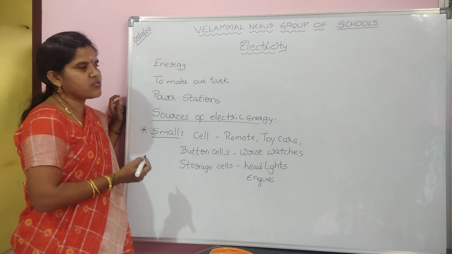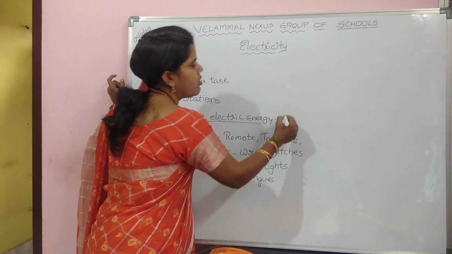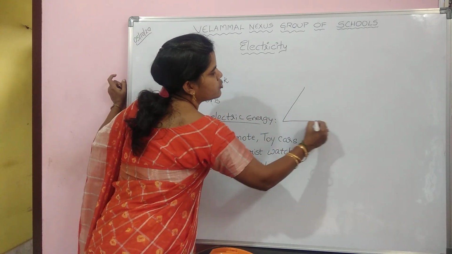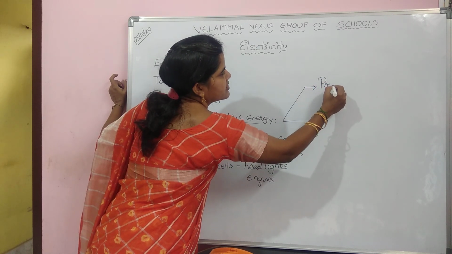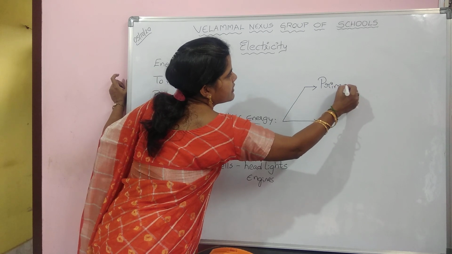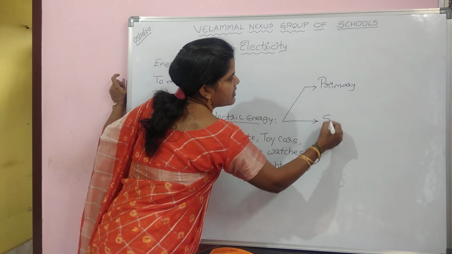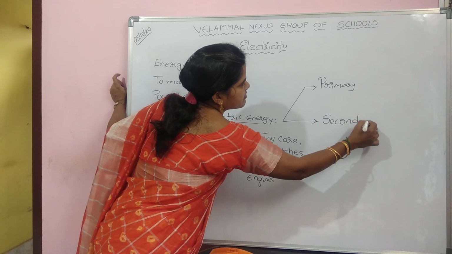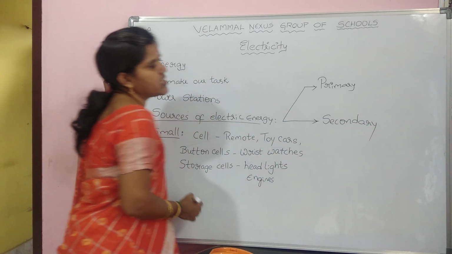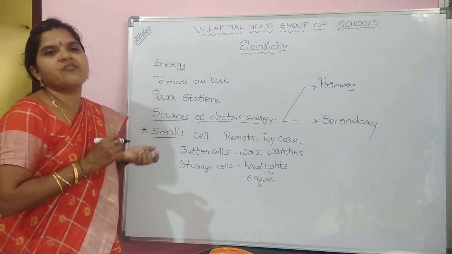And these small sources of electrical energy are being classified into two. One is primary sources of electrical energy. The other one is secondary sources of electrical energy.